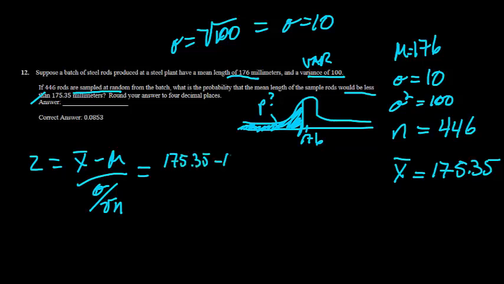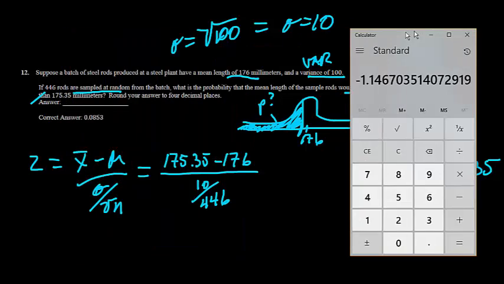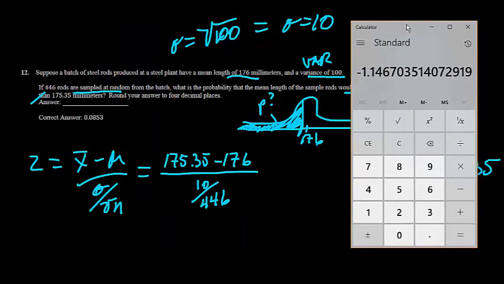175.35 minus 176 over sigma, which is 10. We've already calculated the square root of the variance. And n is 446. All right, let's do some calculator work. Calculator, see you later. Excellent. So 175.35 minus 176 should be negative 0.65. And 10 divided by the square root of 446 should be something really small, 0.02, 0.0224.